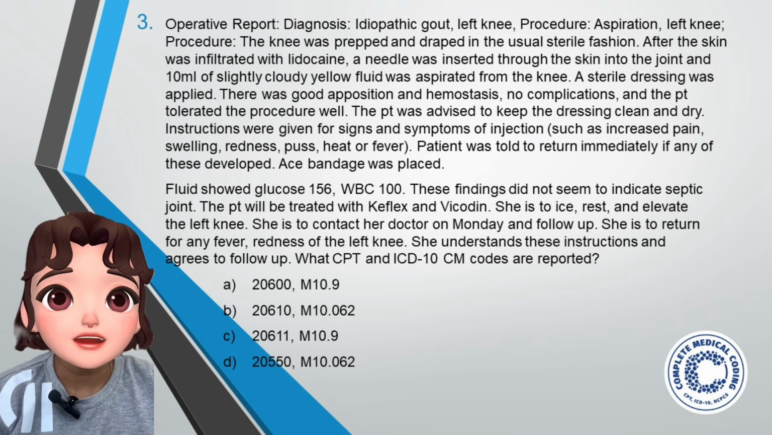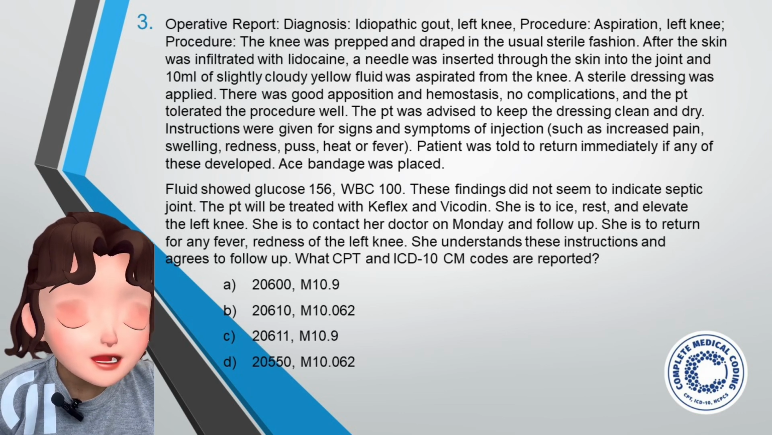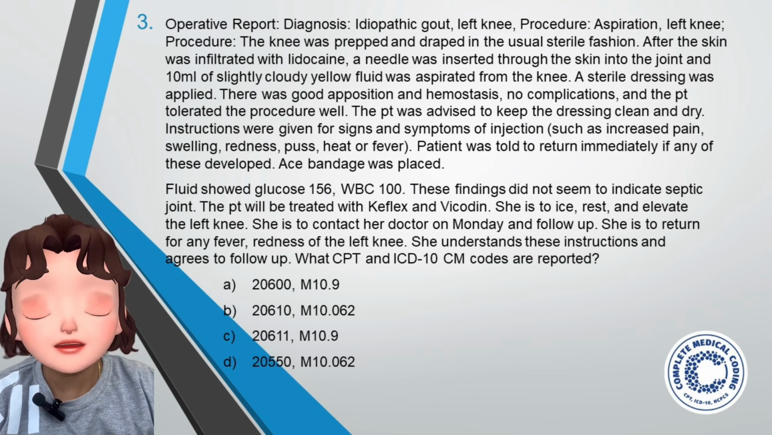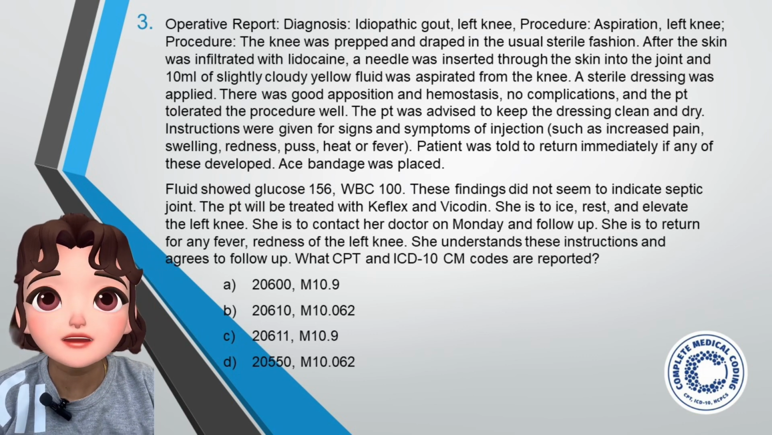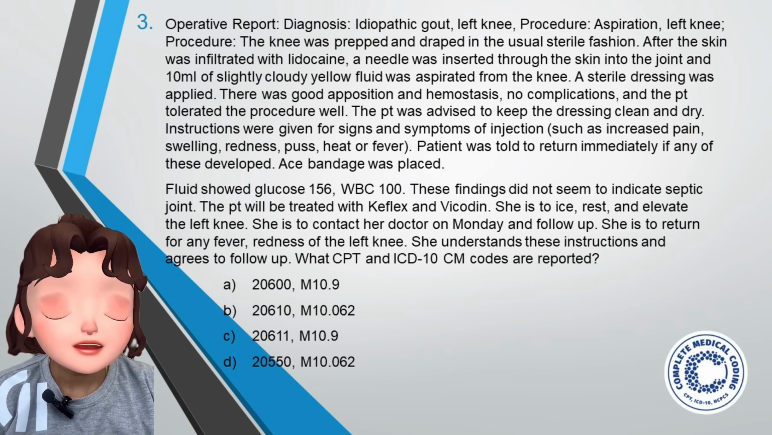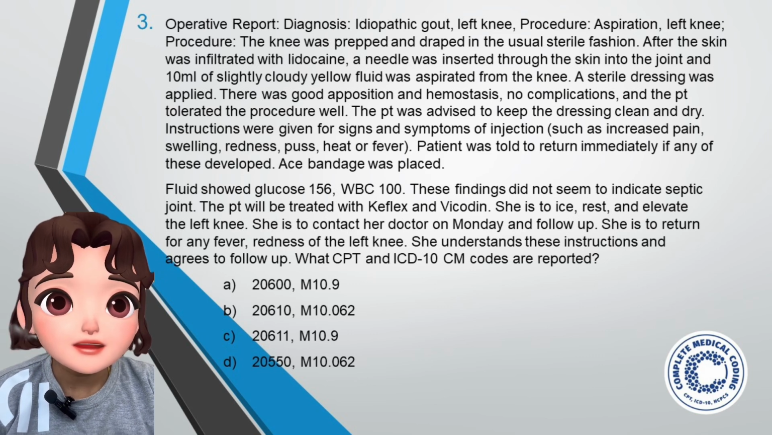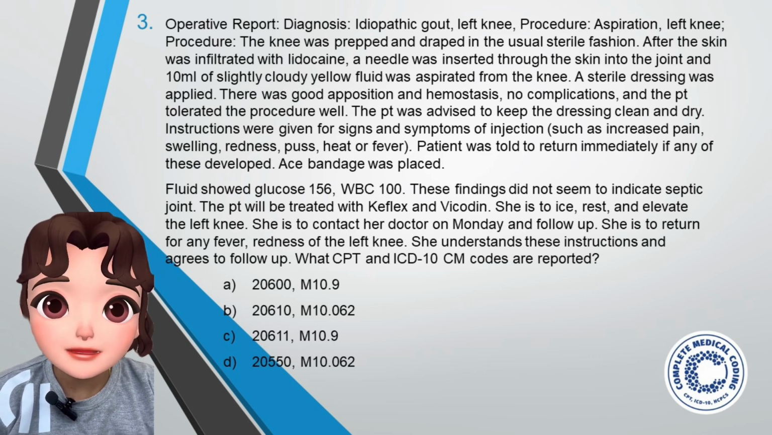So what is the next one? M10.062. M10.062 represents idiopathic gout, left knee. So this is the exact diagnosis. Which knee is also mentioned in the question. Idiopathic gout, left knee. So our ICD code will be M10.062. So the answer will be either option B or D.